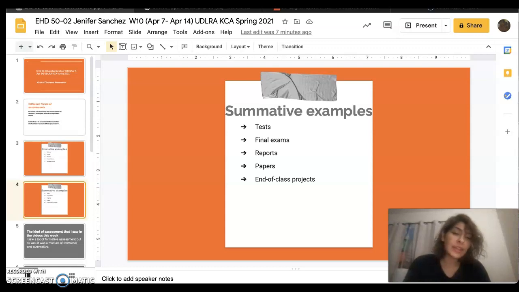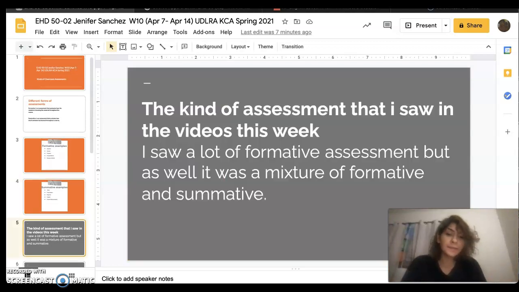Summative examples would be tests, final exams, reports, papers, and end of projects. This is more like a cumulative kind of course, since what you learn in the beginning, you will use at the end of the course.